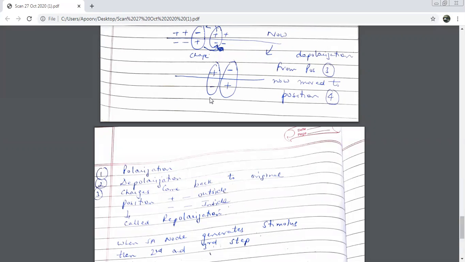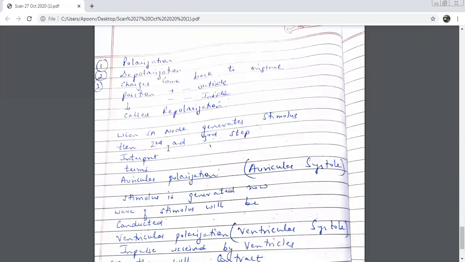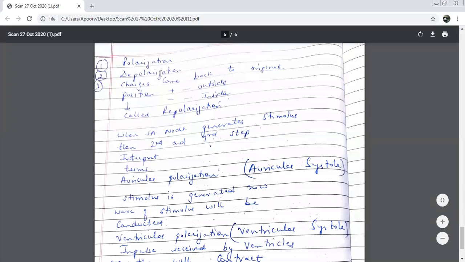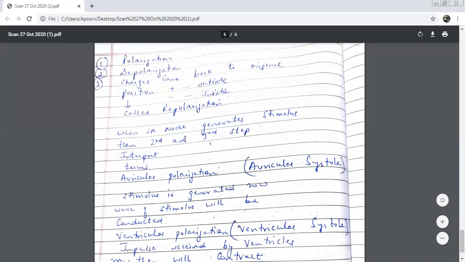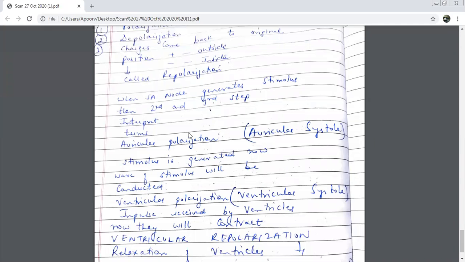The last step was repolarization. Now, I just told you that the impulse is generated at which node? SA node. The SA node is going to generate your impulse or stimulus. Then this step will start from here. As soon as the impulse hits, the earlier condition was polarized. When the impulse comes, the second and the third steps will be followed.